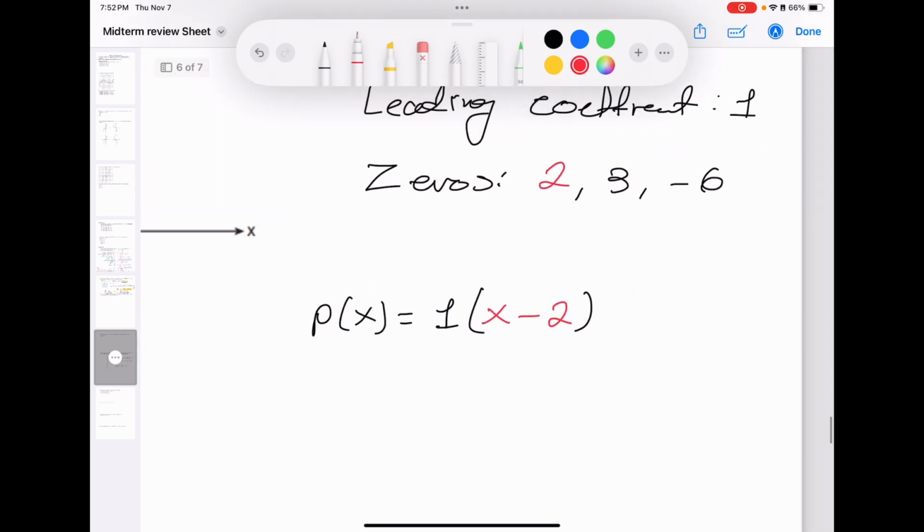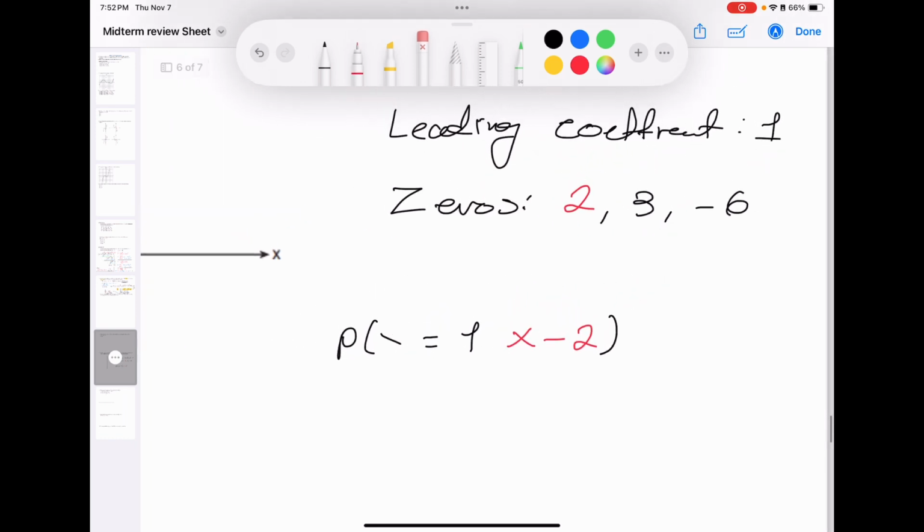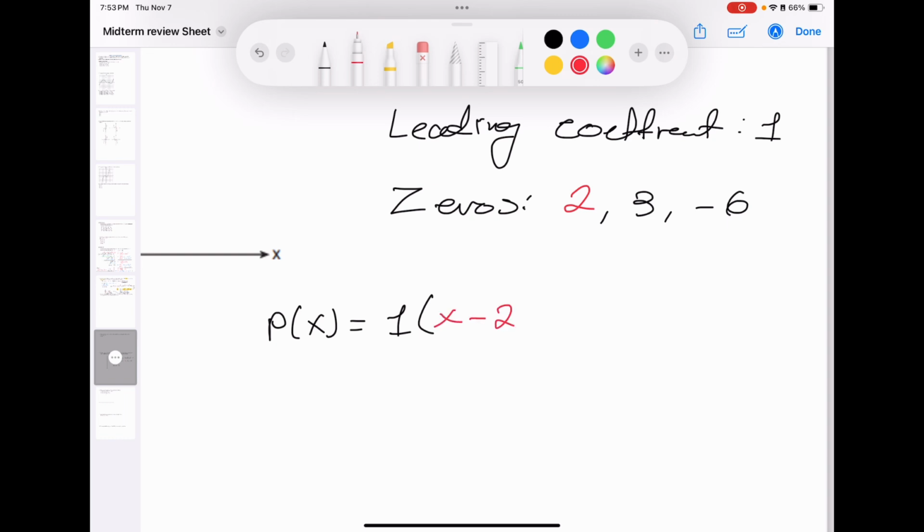Matter of fact, I want to zoom a little bit, and I want to erase this because I want to move this over to have some more space. So p of x equals, the leading coefficient is 1. So put that in front. Now we're going to multiply that, in this case, by x minus 2, which is from this zero over here. Put that in red.